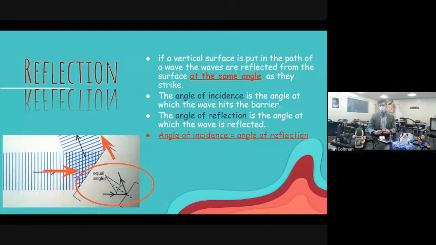And the important thing to note, and it's colored differently and underlined and everything, is that the angle of incidence and the angle of reflection are always the same. So if my angle of incidence is 25 degrees, my angle of reflection is 25 degrees. They are always equal. And you can see an example of how they are always equal in the lower left-hand corner of that slide.